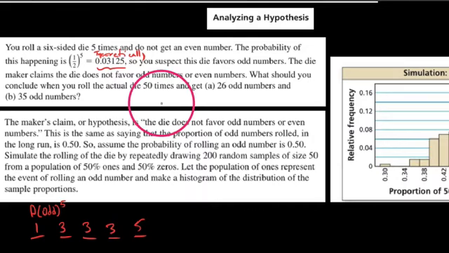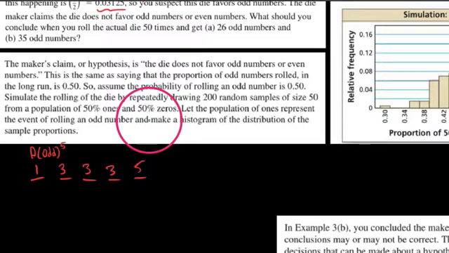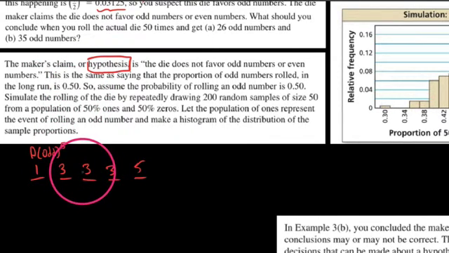Okay, here's what I want to start with. We're suspicious of this die, but what we're going to want to do is collect a sample of data and base our conclusions upon what we see happening in the sample. The maker's claim, or hypothesis, is that the die does not favor odd numbers, nor does it favor even numbers. This is the same as saying that the proportion of odd numbers rolled in the long run is 50%. If it doesn't favor one or another, again, it's 50-50. You're going to get 50% of the time even numbers, 50% of the time odd numbers. So assume that the probability of rolling an odd is 50%.